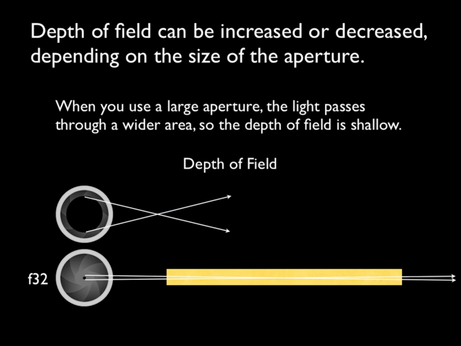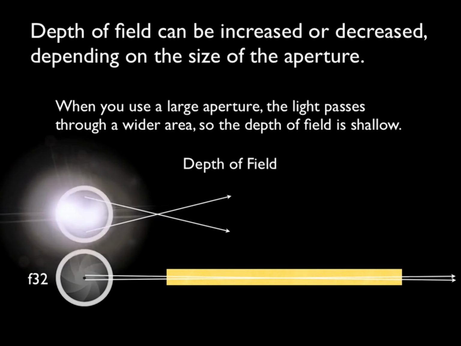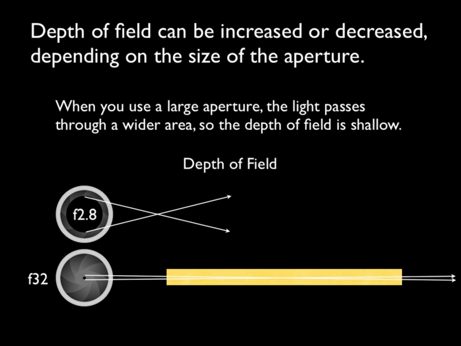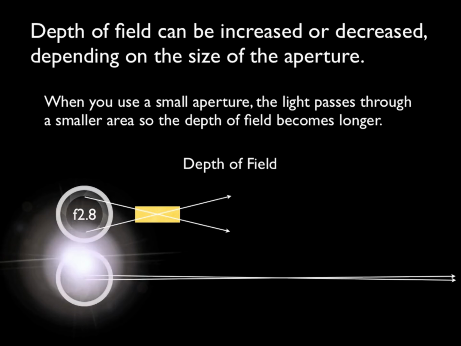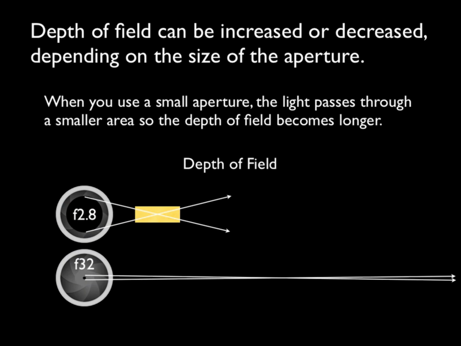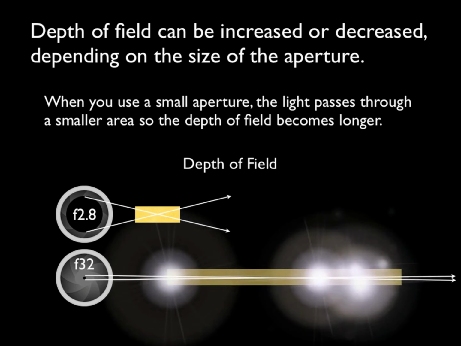When you use a large aperture, the light passes through a wider area, so the depth of field is shallow. When you use a small aperture, the light passes through a smaller area, so the depth of field becomes longer.